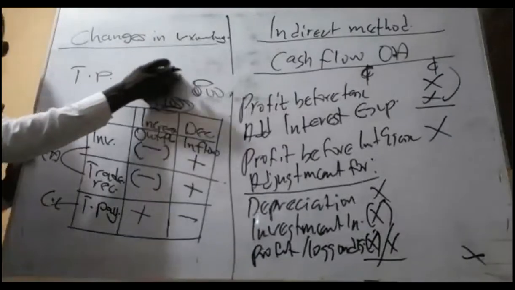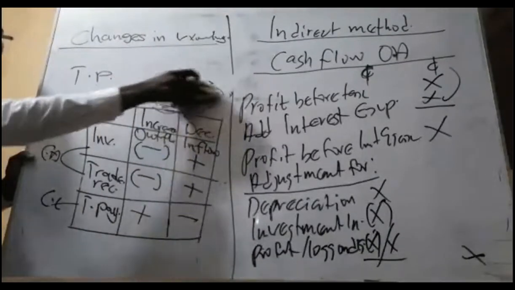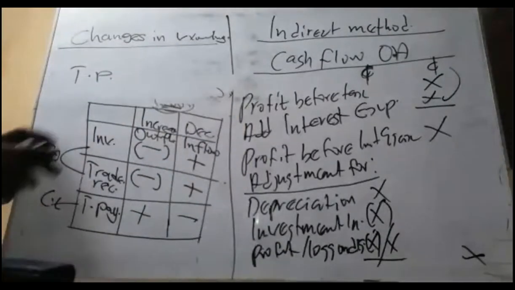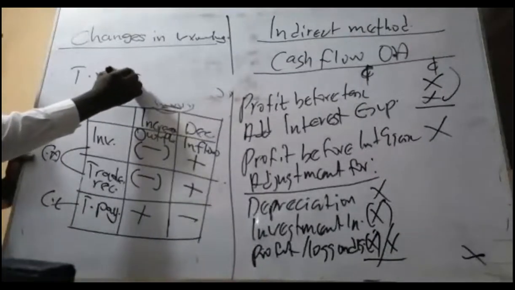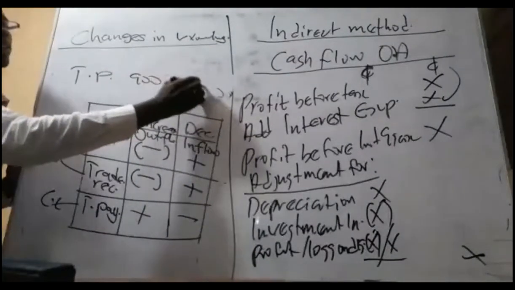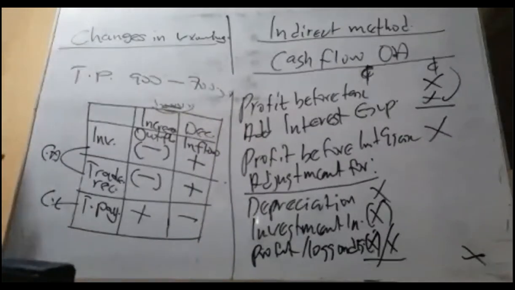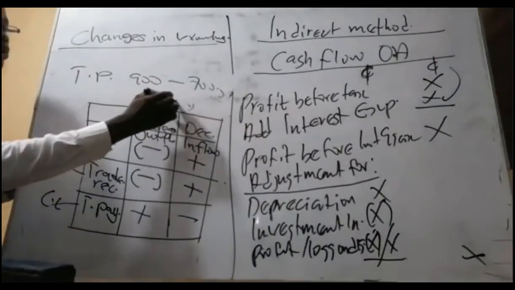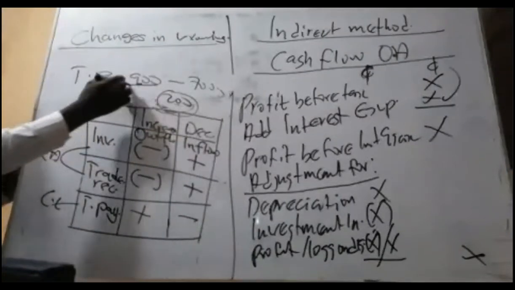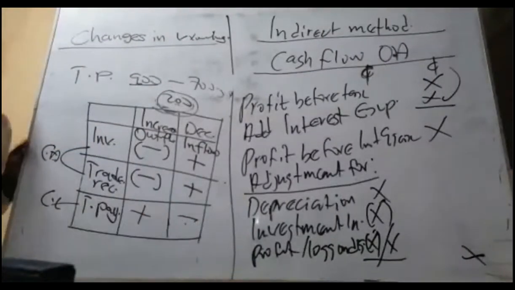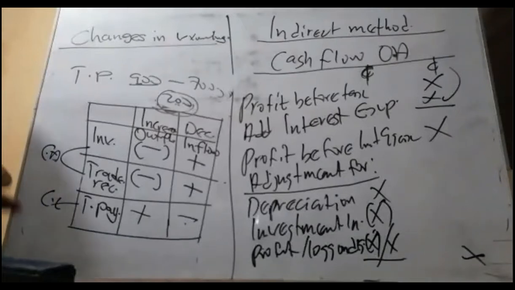Then the other section: if it decreases or goes down, maybe from 900 to 700, it suggests that during the year, we have paid 200 out of what we owe them. So therefore, it was an outflow. You are done. So compare these balances and know them. All of them will give you 10 solid ticks.